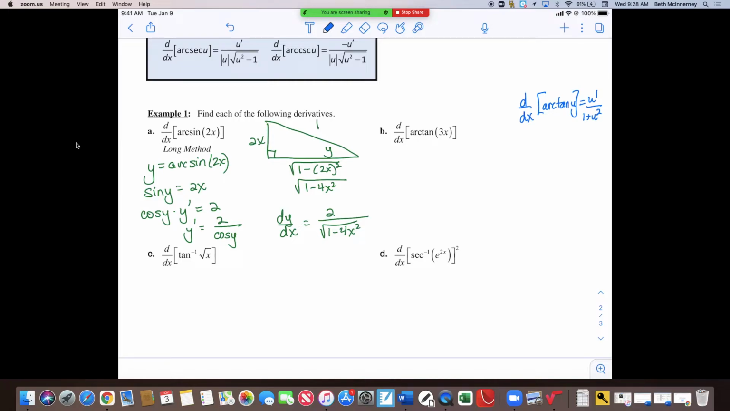What is u in this problem in part B? 3x. So what I also like to do is identify u and do u prime. So then my derivative is 3 over 1 plus 3x squared. So do you see how that's way easier than the long way? It's just way faster. All right, so what I'd like you to do is I'm going to give you a head start. You choose long way or formulas. Whichever way you want to do it, and I want you to try C and D.